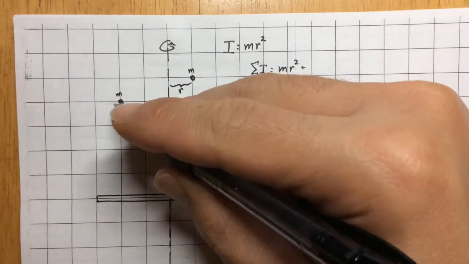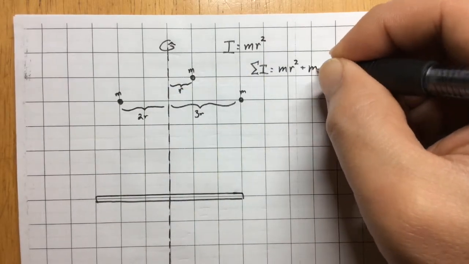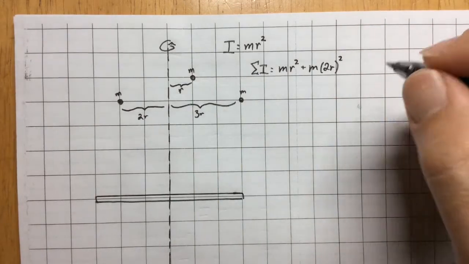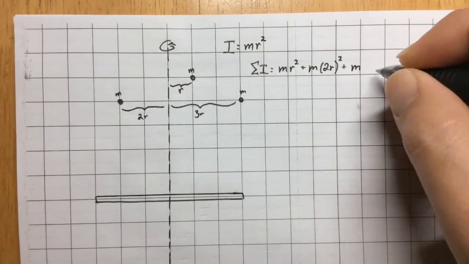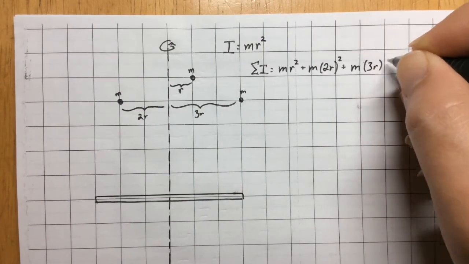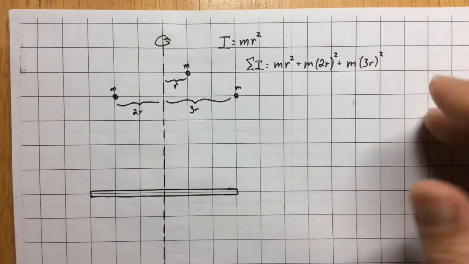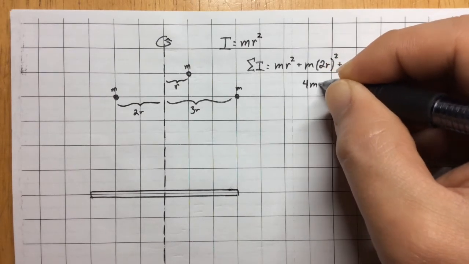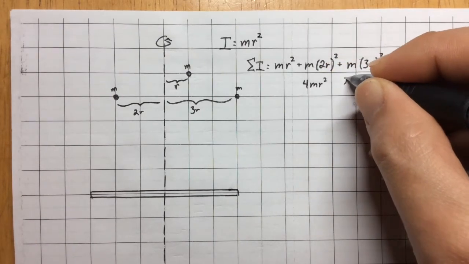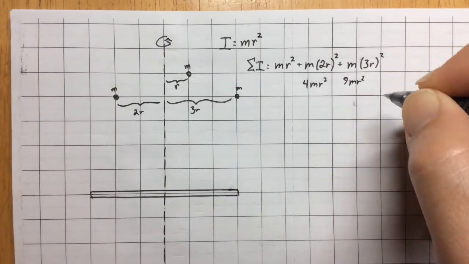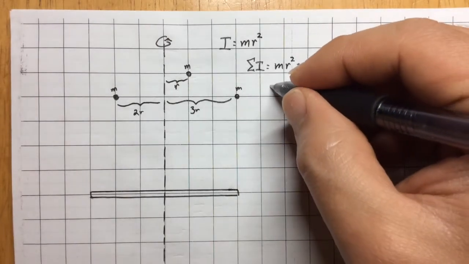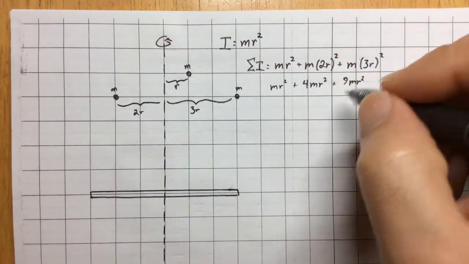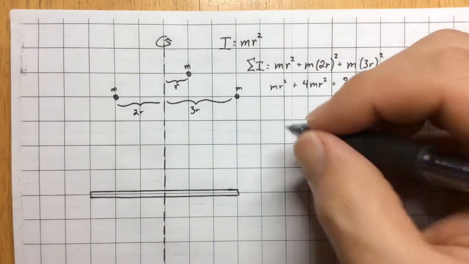Next one. Choose this guy over there. M R is actually 2R squared. Third one, M again, 3R squared. Alright, now the square thing kind of tells us that this will become a 4mr squared, and this one will become a 9mr squared. And this is a mr squared. So we have 1mr squared plus 4mr squared plus 9mr squared, so that's going to be 14mr squared.